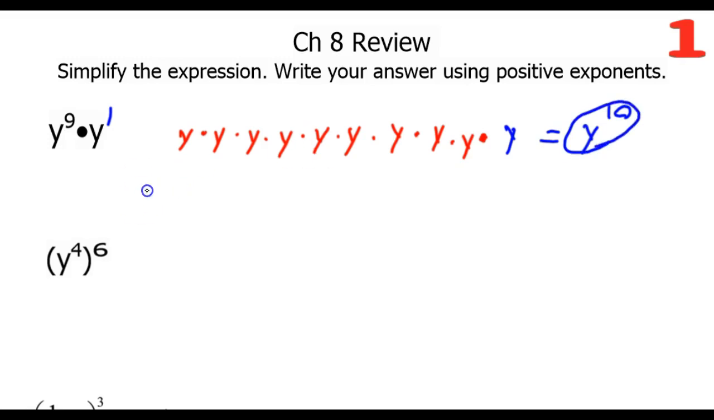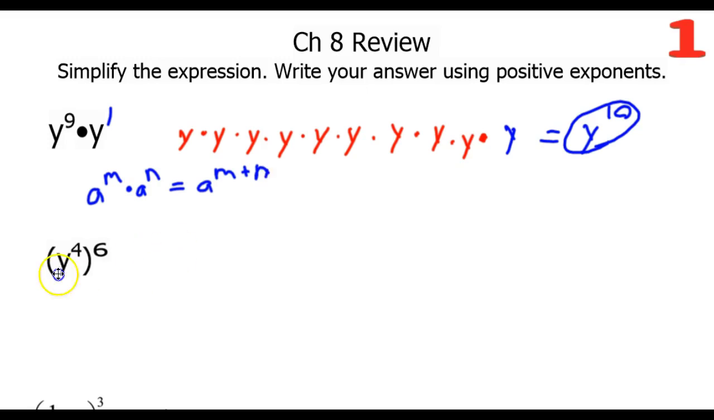Now, if you remember, we talked about properties. Our first property that we talked about was a to the m times a to the n equals a to the m plus n, which is what we did for this first one. We did 9 plus 1.